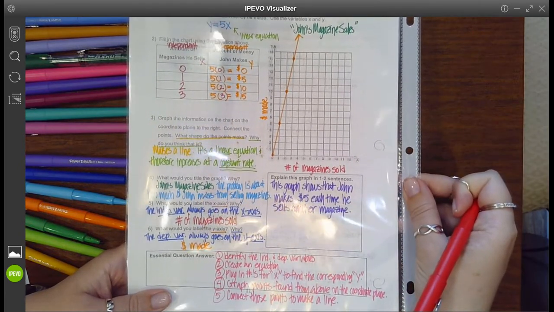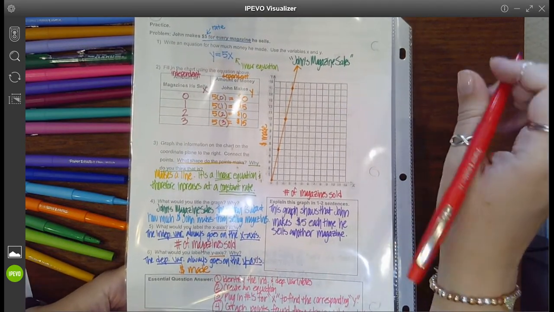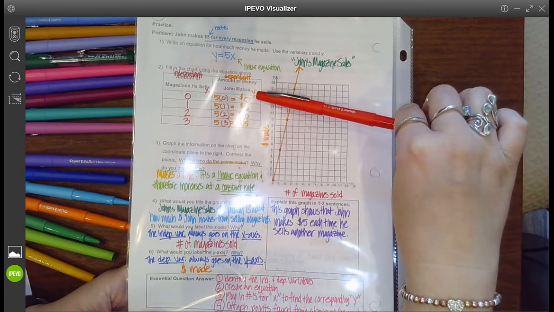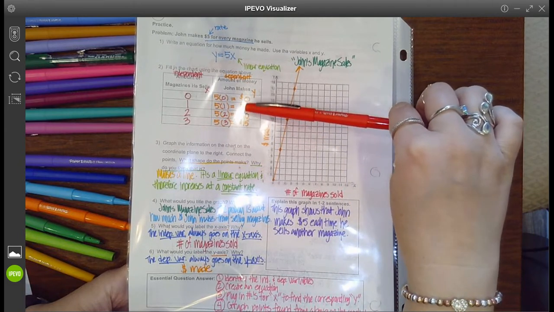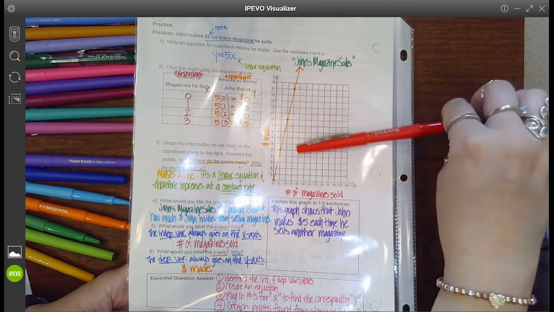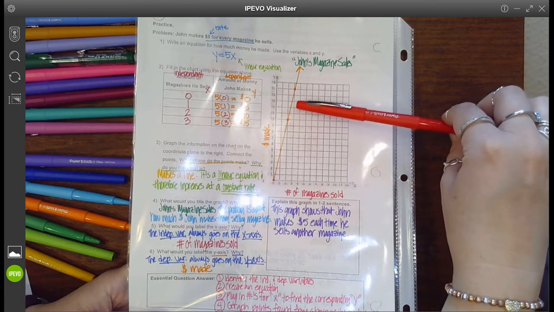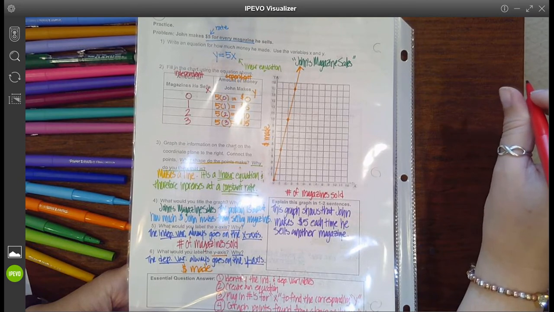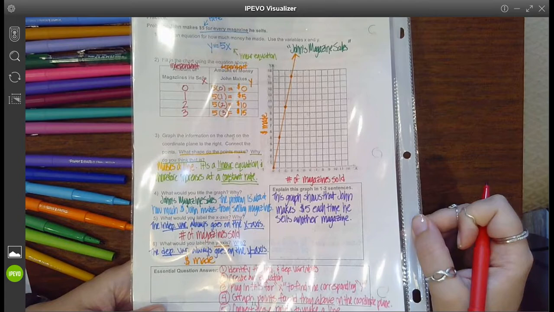So hopefully now you can see how it all comes together. Independent and dependent variables help you define which one's X and which one's Y. And then from those tables, those represent coordinate points on your graph. And how you can check yourself is once you connect them, they should make a perfectly straight line. And if they do, you did it right. Congratulations, you just mastered a very, very difficult concept.